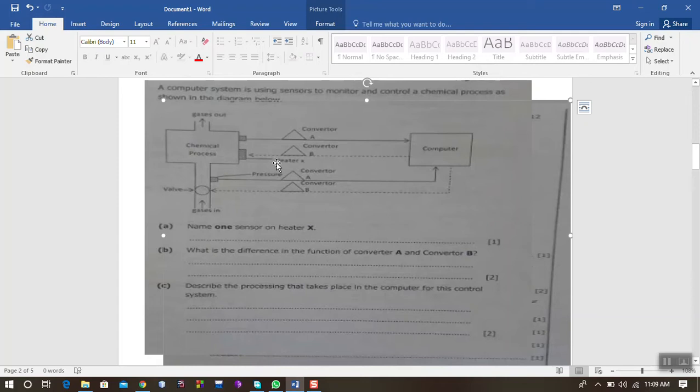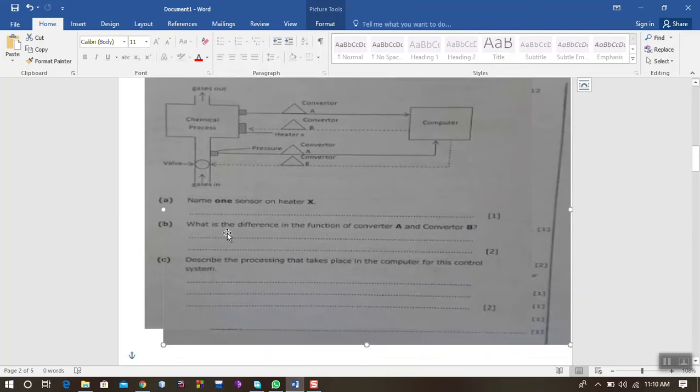When something is heating up, it means it's trying to increase the temperature. So for the sake of us understanding the heat that is going to be inside the chamber there, this heater is supposed to have what we call the temperature sensor, because the temperature can be measured in terms of how hot a substance is, or how hot or cold the substance is. So it will be fine if we say the name of the sensor is the temperature sensor.